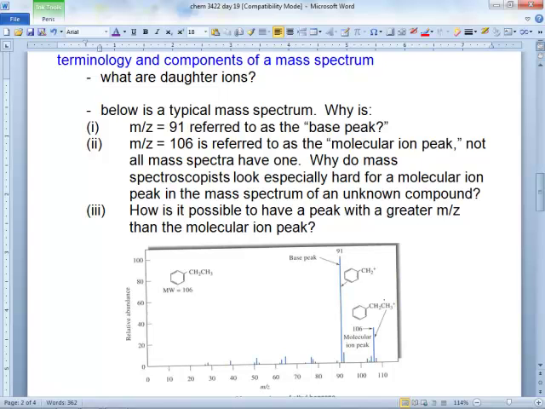And some terminology. Why would they call 91 the base peak in that picture? It's the highest one. Yeah, so they call it the base peak. 106 is called the molecular ion peak. All right? That's the whole compound. Exactly, that's the whole compound. It's just that it's a radical and it's an ion, but its mass is the whole compound. Okay.